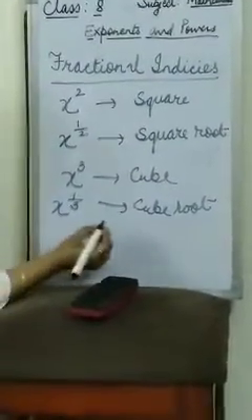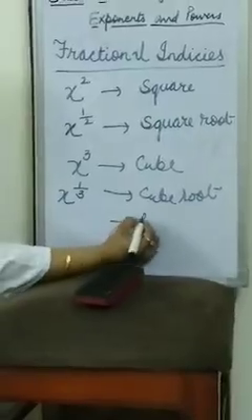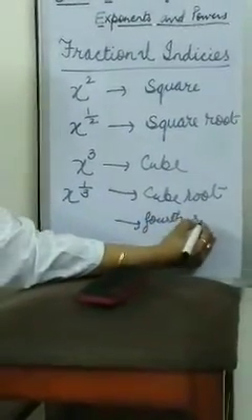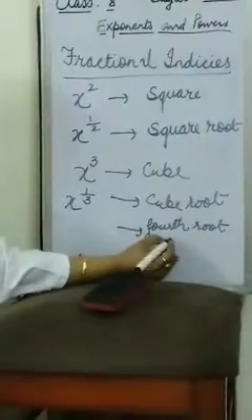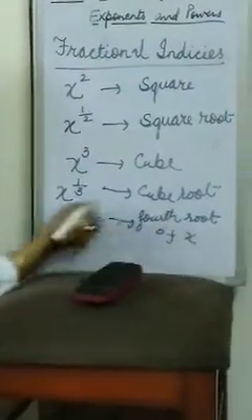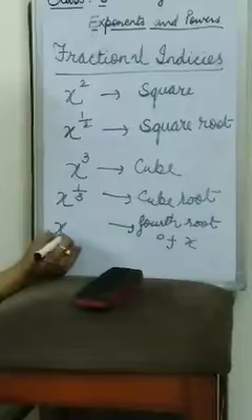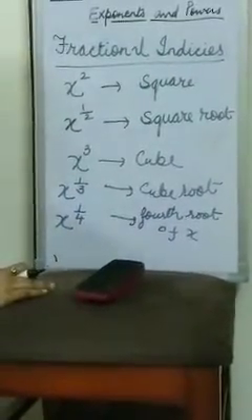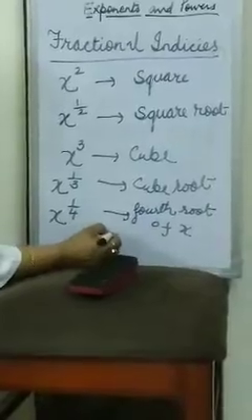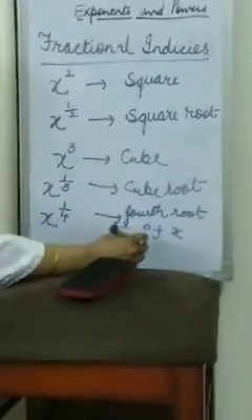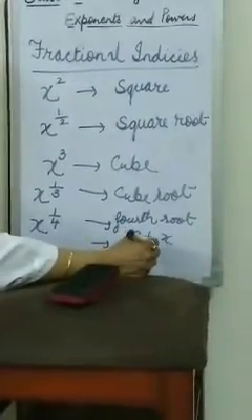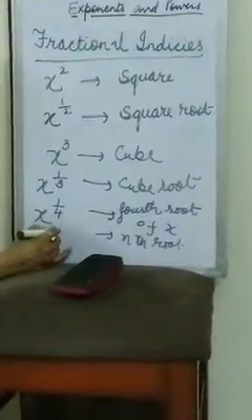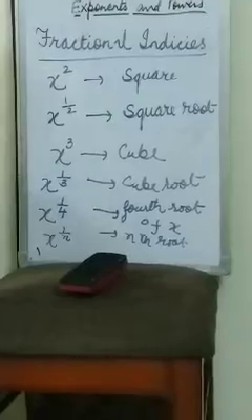If I say fourth root of x, how are we going to write it in the exponential form? X to the power 1 by 4. If I say nth root, how are we going to write? X to the power 1 by n.